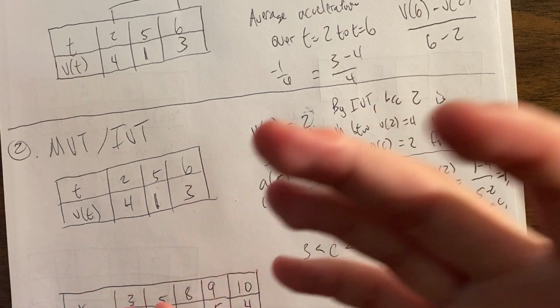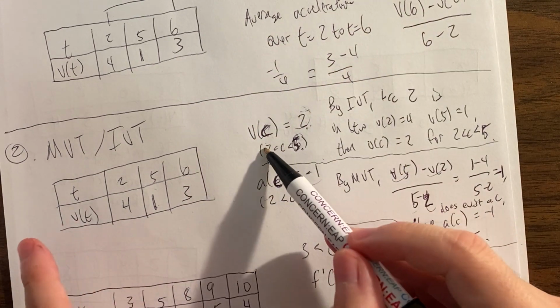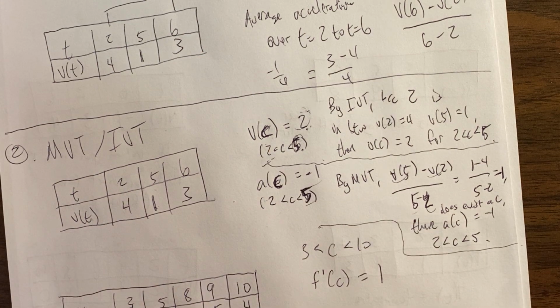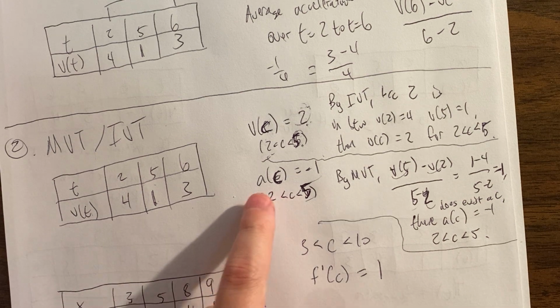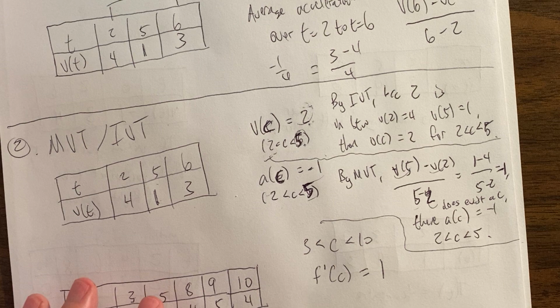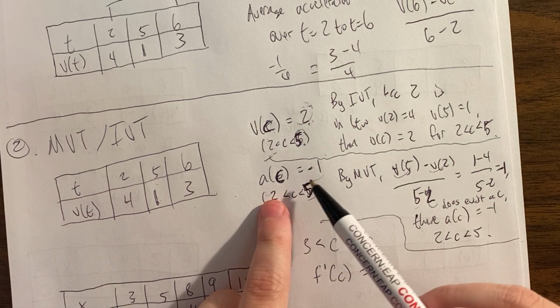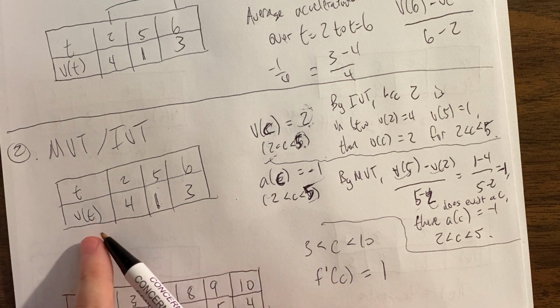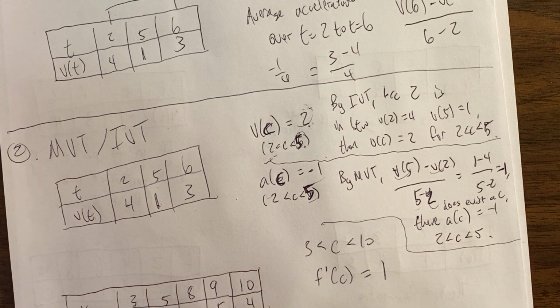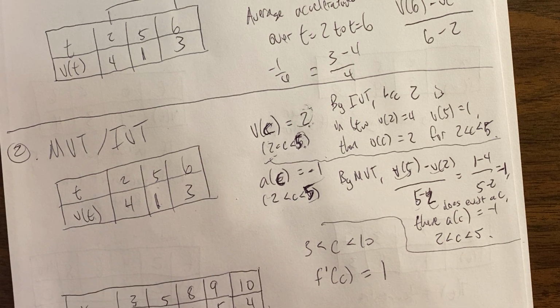IVT generally is when the function in the table matches the question function. So in this case, velocity and velocity. MVT is usually when you have the given function in the table, and the function in the question is its derivative. So in this case, we have acceleration and the given was velocity, so we were doing MVT. For example, if this was acceleration and the given was acceleration, that'd probably be IVT because they match.